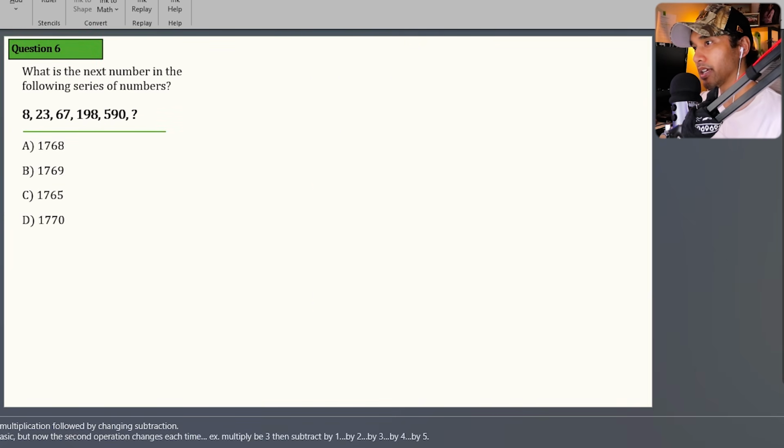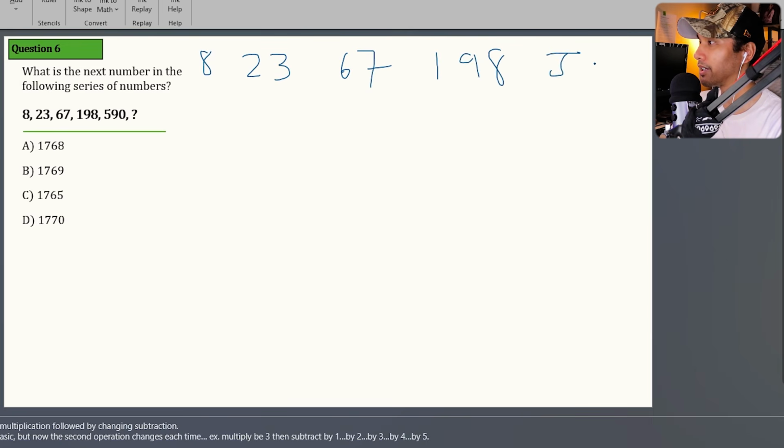So question number 6 is just like that, except that instead of it being plus 1, it will ascend or descend, meaning it can go times whatever number plus 1, times the same number and then plus 2 and then plus 3 and so on and so forth. So let me demonstrate. So we have 8, 23, 67, 198, and 590, and then question mark.